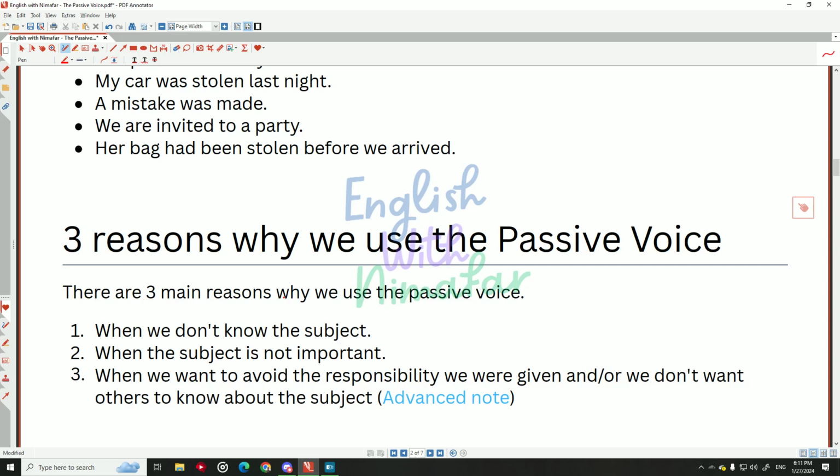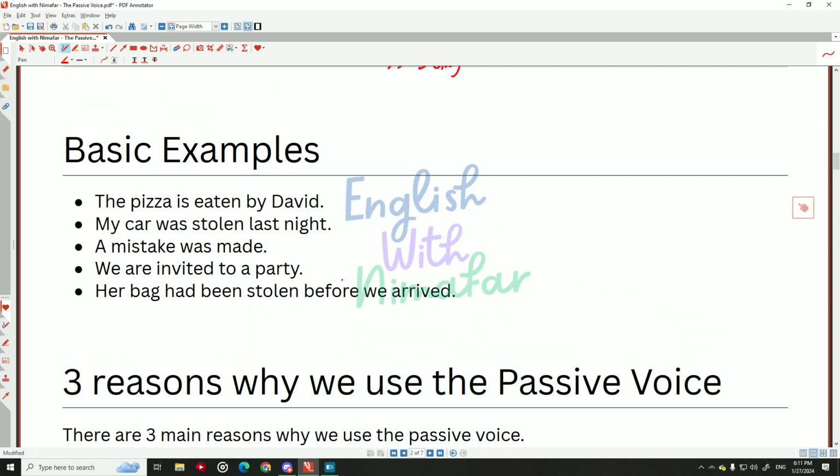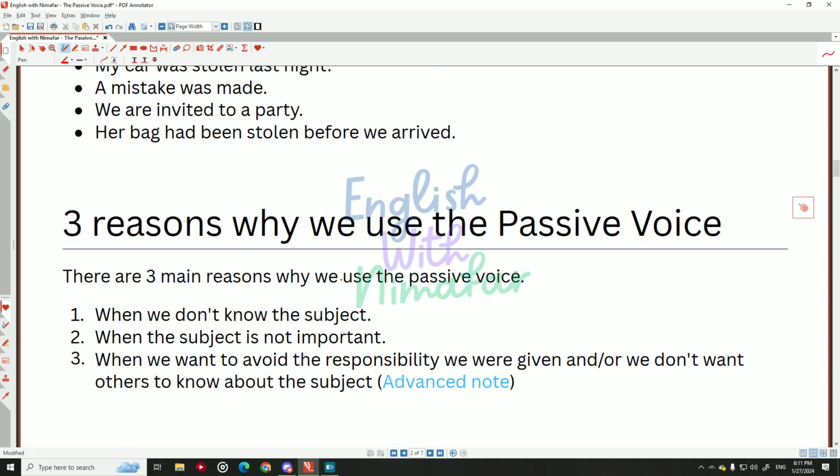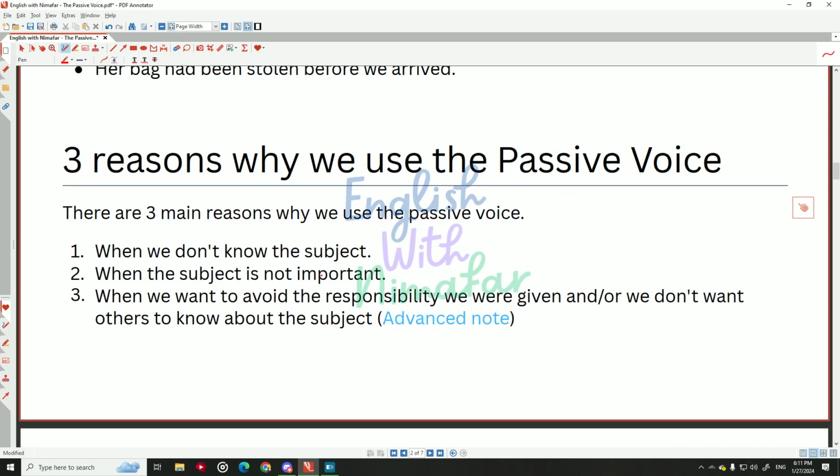3 reasons why we use the passive verb. Okay, maybe you're saying, okay, I learned the structures here and so on. But why should I use this grammar topic? There are 3 main reasons. Firstly, we don't know the subject. Someone stole your car. Do you know him? No, of course. So you don't know. You have no idea who stole it. Say, my car was stolen. Because you don't know the subject.